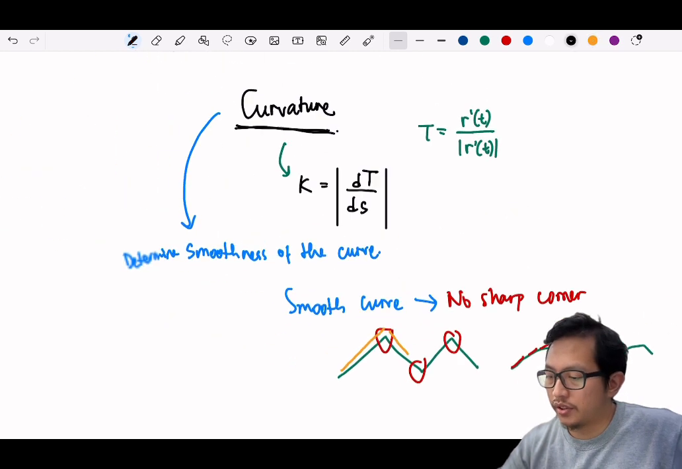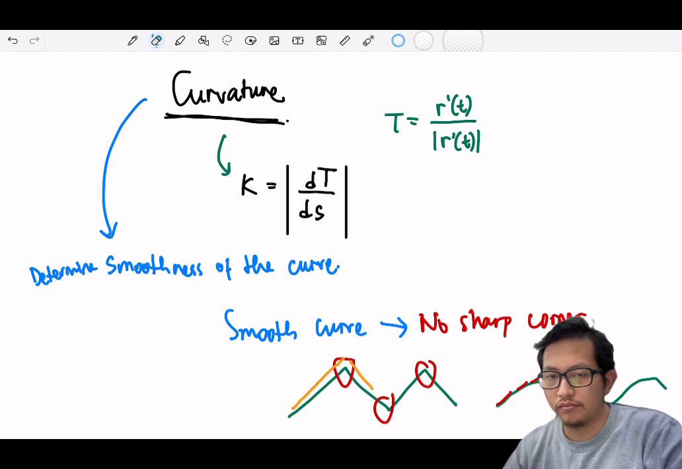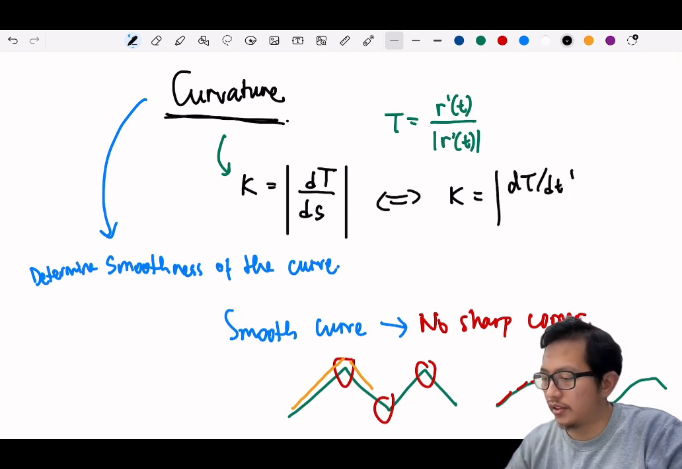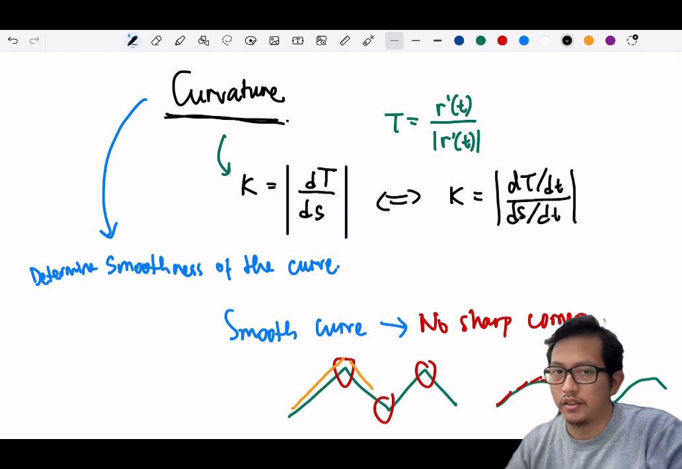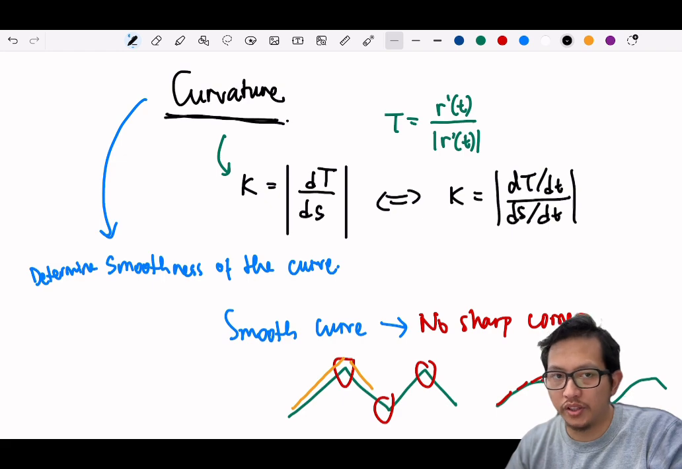From here we can write another formulation using the chain rule. We could write the curvature as dT over dt, small t, divided by ds over dt. And s is actually the length, the length for each measurement between the points.